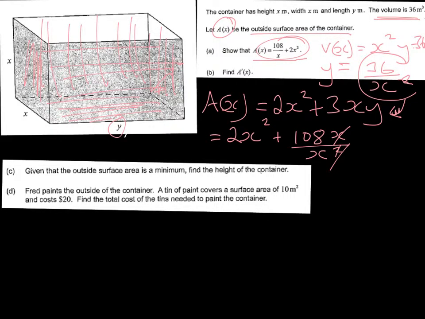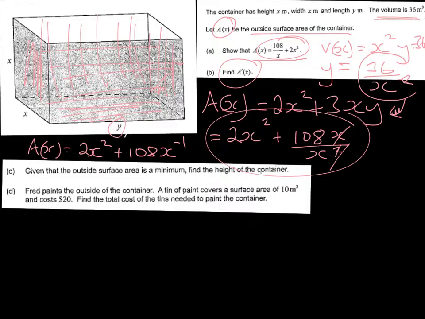In part B, we are asked to differentiate this. So let's express that with rational exponents. We can say that A of x is going to equal 2x squared plus 108x to the minus 1, just expressing this as a rational exponent. Therefore, differentiating that is going to give us 4x minus 108x to the minus 2. So that is the derivative.